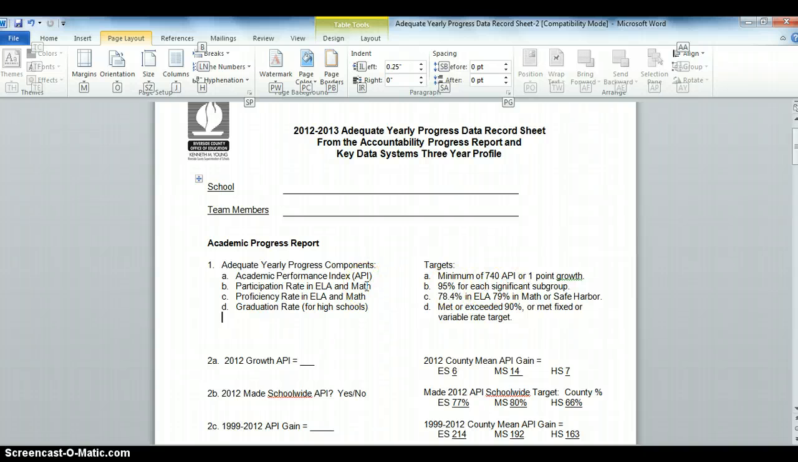Your tests, when it comes to participating, all your kids, as many as possible, need to participate. In fact, you need to test 95% of each significant subgroup. Next is the proficiency rate in English Language Arts and Math. The target here is 78.4% in English Language Arts and 79% in Math. Or you can do what's called Safe Harbor, which we'll be talking about shortly. Finally, for high schools, there's the graduation rate. Just so you know, a graduation rate is met or exceeded 90%, or you met the fixed or variable rate target. And since today we're not a group of high school folks, we won't be dealing with this.